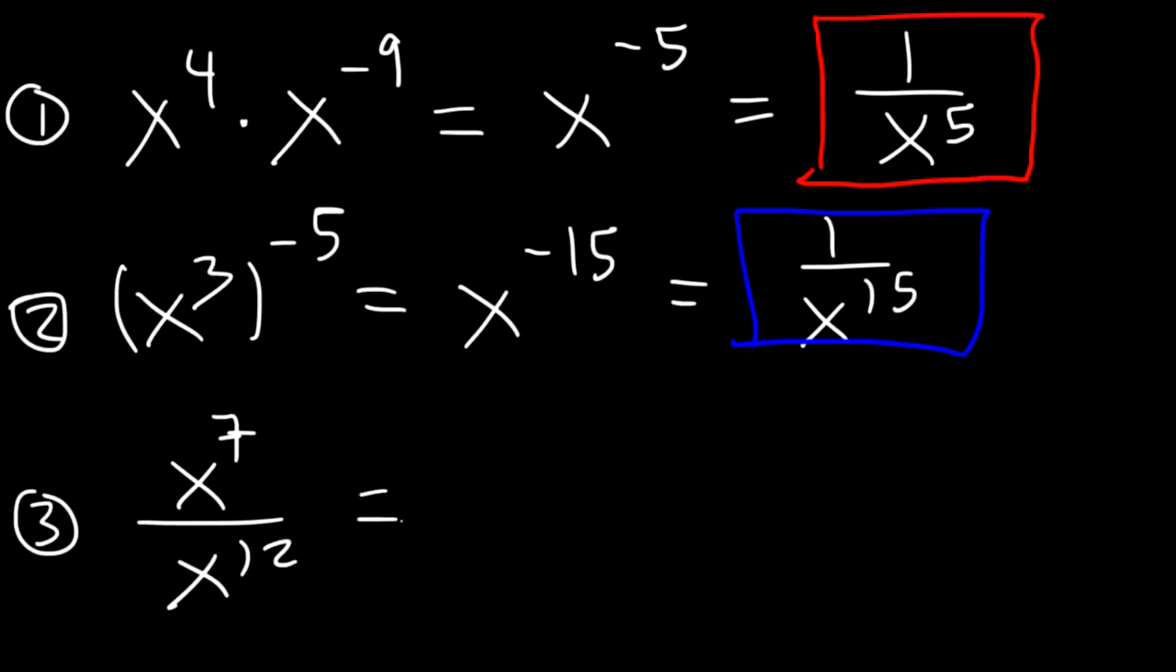Now for the last one, we need to subtract. We need to take the top number and subtract it by the bottom number. 7 minus 12 is negative 5. And this is the same as 1 over x to the 5.